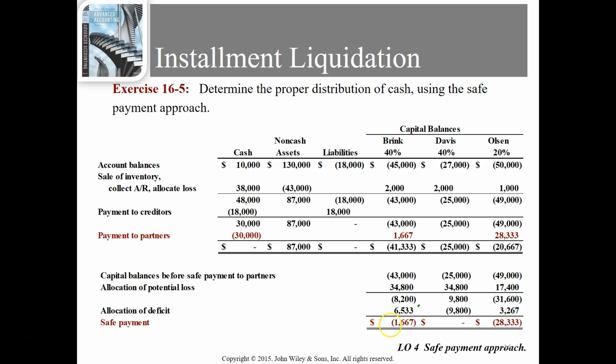So 1,667, 28,333. So that's the payment we're going to give our partners right now. Again, mid-year, because they do want to get some money. Leaving us right now, currently, no cash available. Non-cash of 87, and the partners' balances.